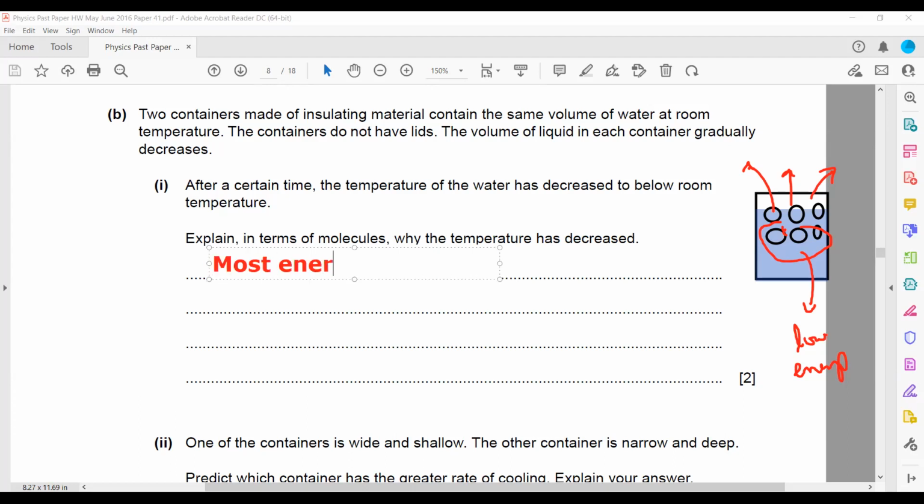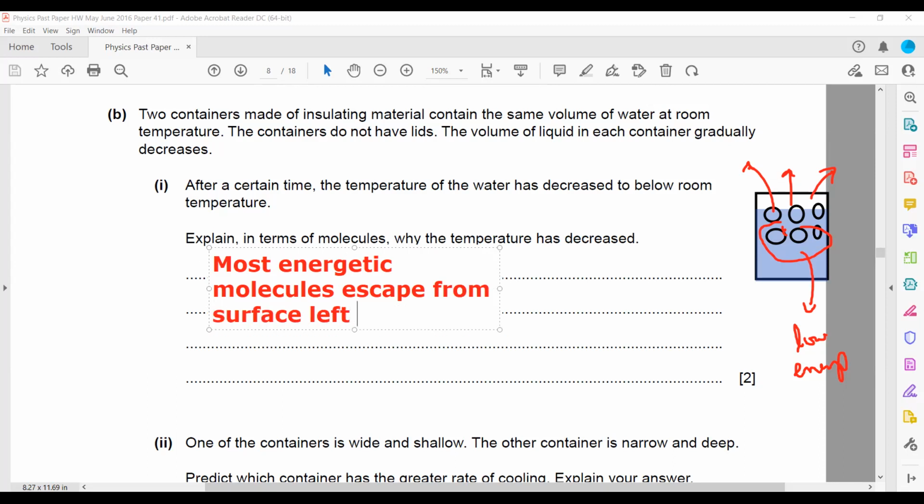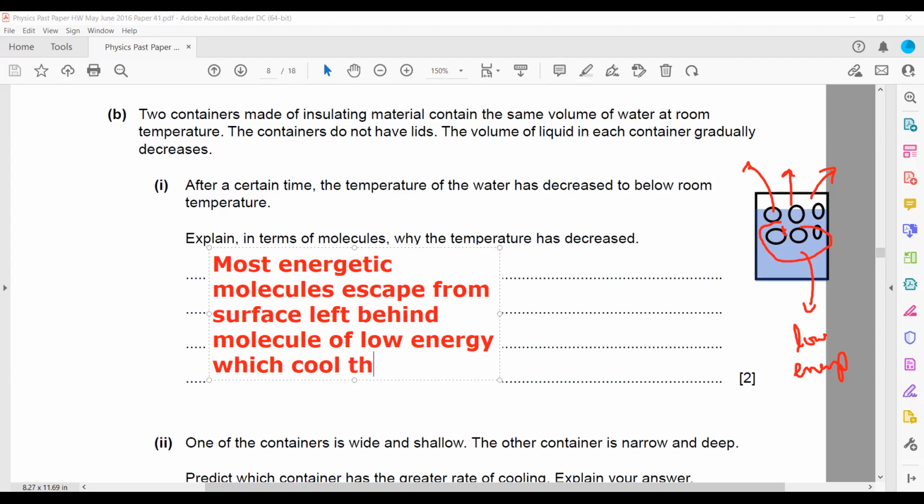So the most energetic molecules escape from the surface, leaving behind molecules of low energy, which cool down the liquid. So whenever evaporation happens or occurs, it is always a cooling process.